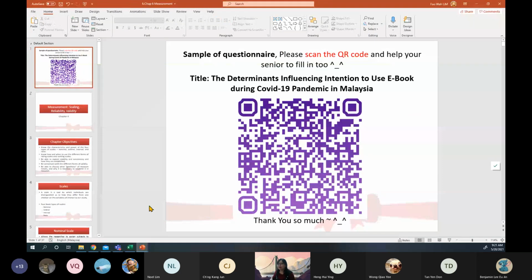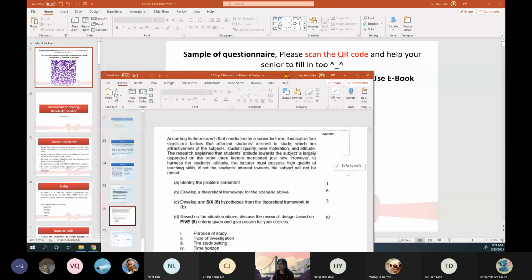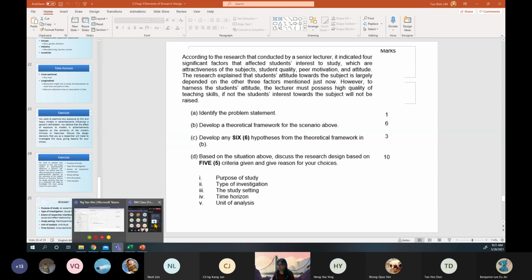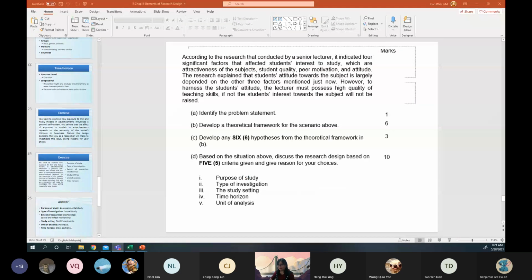Alright, last week I gave you a past year question, right? For your final exam, you not only need to know about the concept, you also need to know how to apply the concept in the slide, in a given scenario.